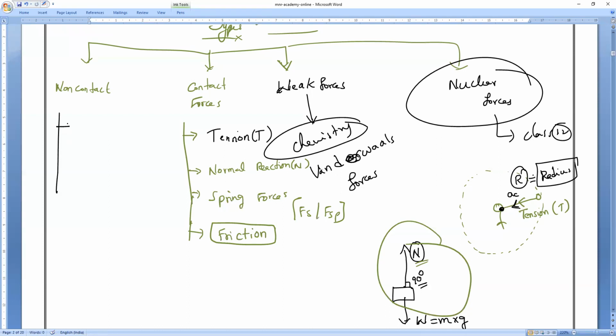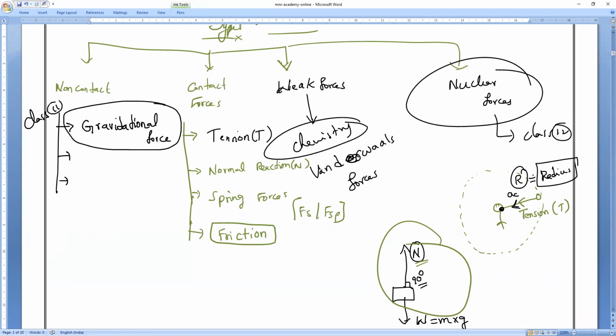Now, non-contact forces, you are all familiar. The first familiar force is gravitation. Gravitational force. Clear? Now, in entire class 11th, we are going to study only one non-contact force. What is that, everyone? Gravitational force. The second one is electrostatic force, and the third one is magnetic force. These two we will discuss in class 12, and in class 11th we are going to study only one. What is that force, everybody? Gravitational force.